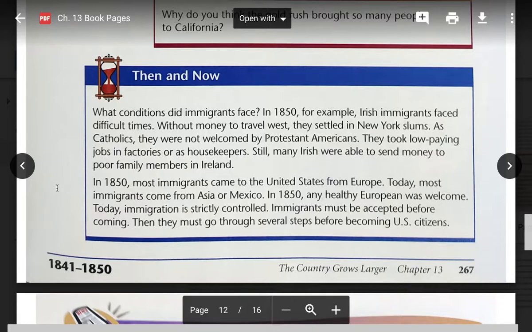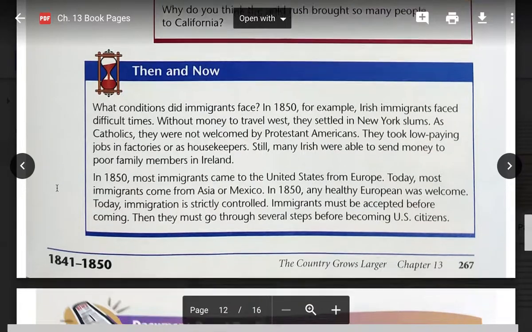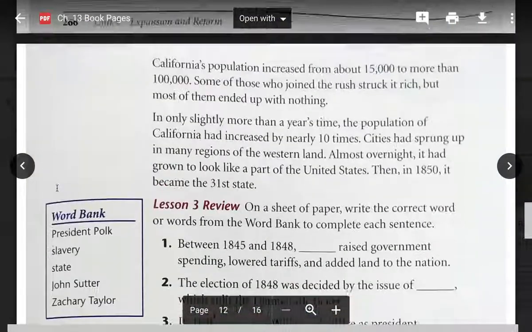In 1850, most immigrants came to the United States from Europe. Today, most immigrants come from Asia or Mexico. In 1850, any healthy European was welcome. Today, immigration is strictly controlled. Immigrants must be accepted before coming. Then they must go through several steps before becoming U.S. citizens. All right, that's it for this section.